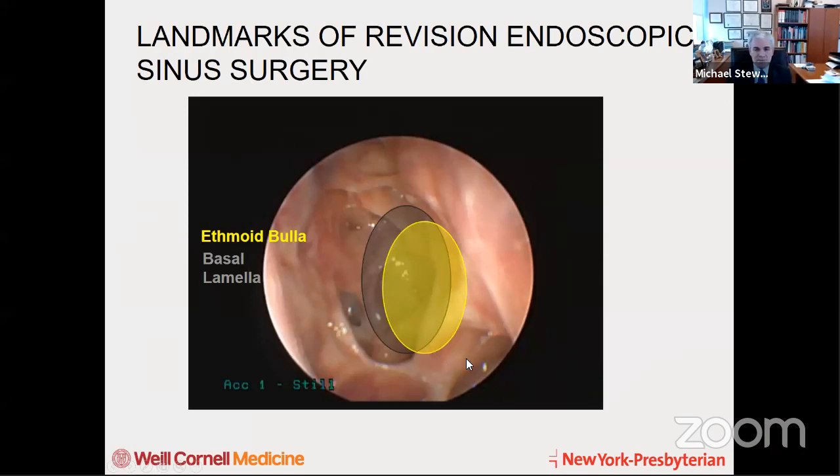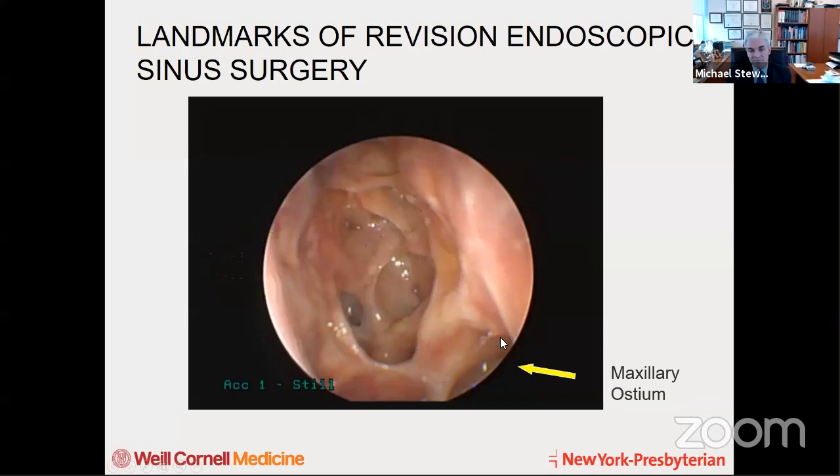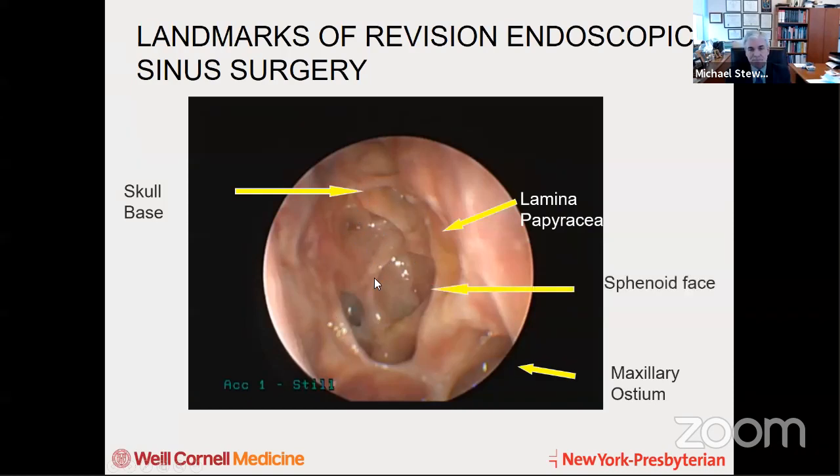Here's another picture. This is also a left side. Here's the area of the ethmoid bulla, which has been removed. Here's the area of the basal lamella in gray, which has also been removed. Here's the maxillary ostium. Here's your medial orbital floor. Here's your sphenoid. There's your lamina papyracea in this same plane. Here's your skull base in the roof of the posterior ethmoid sinus, which is the easiest place to find it. This is the level of the face of the sphenoid, which is the same level as the posterior wall of the maxillary sinus. And here's your sphenoid ostium.